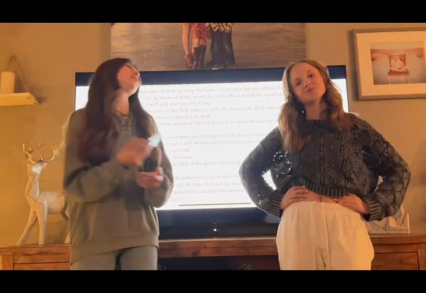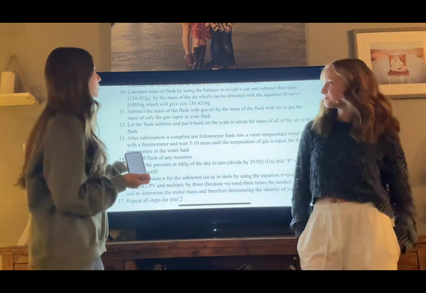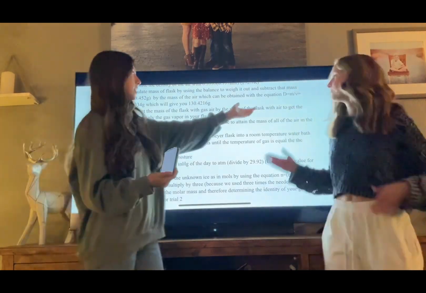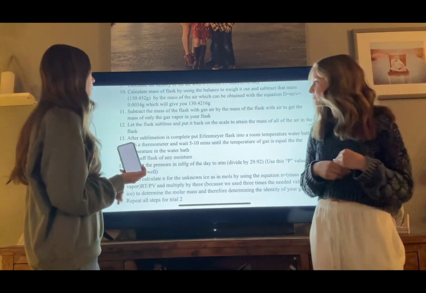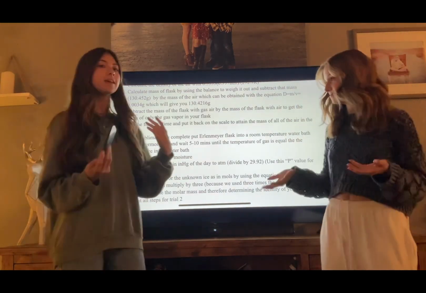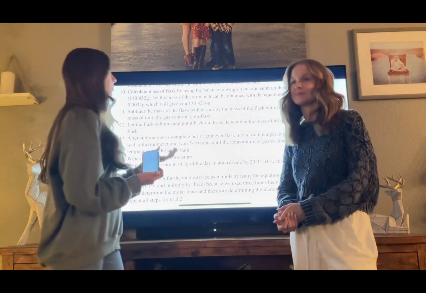On to the second half of what we did. We calculated the mass of the flask by using the balance to weigh it out, and then we subtracted the mass by the mass of the air, which we got from using the density equation right there. And we subtracted the mass of the flask with gas air by the mass of the flask with no air to get the mass of only the gas vapor that we got from the ice sample that was sublimed.